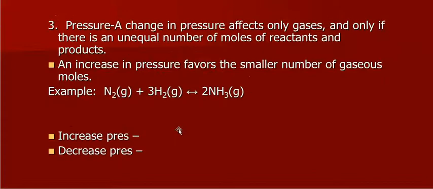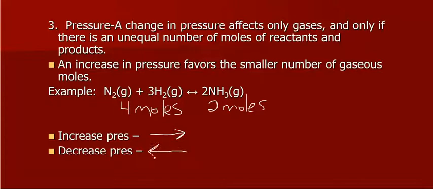Now pressure only affects gases. If I change the pressure, it's only going to affect gases. An increase in pressure favors the smaller number of gases. So let's look at this example. If we look at the moles of gas, I have 1 N2 plus 3 H2. So I have 4 moles of gas on the left side, on the reactant side. On the product side, I have 2 moles of gas. If I increase pressure, it's going to go to the smaller number of moles. So if I increase pressure, the equilibrium would shift right. If I decrease pressure to a system that is at equilibrium, it's going to shift to the higher number, which is left.